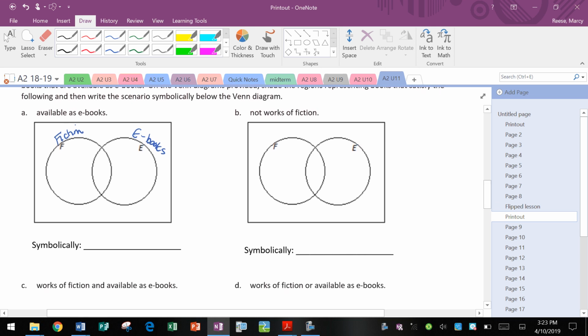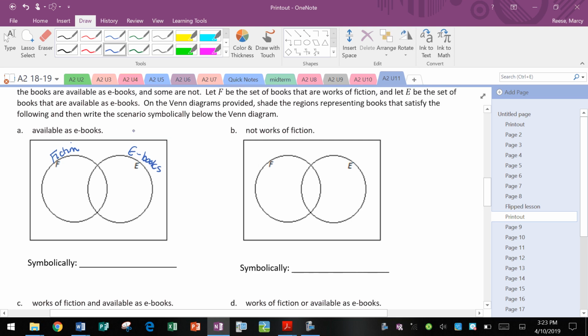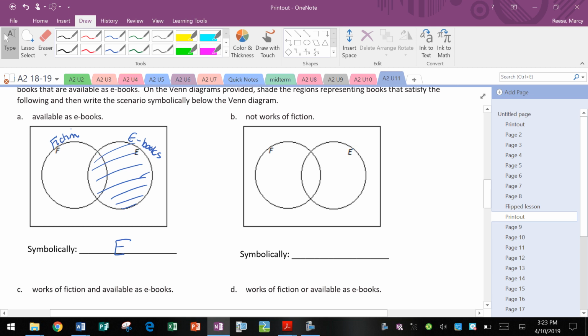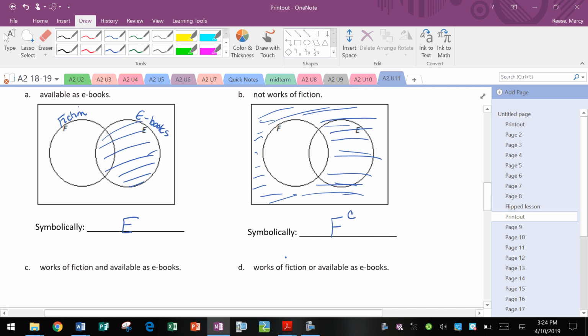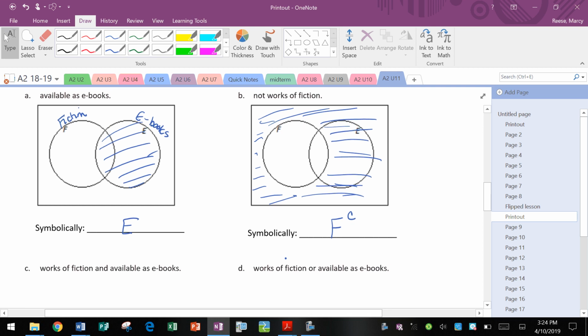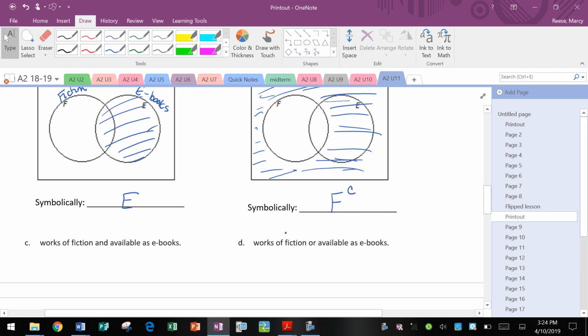I just want you to do some shading with a symbol, real quick, okay? So anything that's available as an ebook. Okay, so we're going to shade the whole E circle real quick, and the symbol for that is E. Anything that is not works of fiction. So anything that is outside my fiction circle. Okay, it's shaded. And this is F. The little C means the complement of F. Anything that is not fiction.